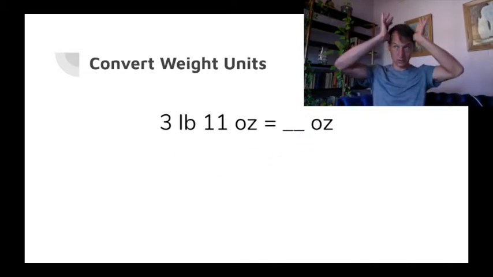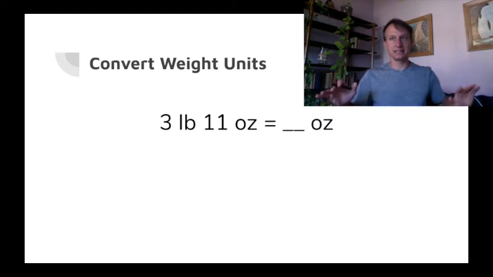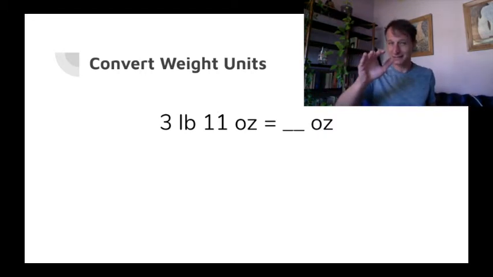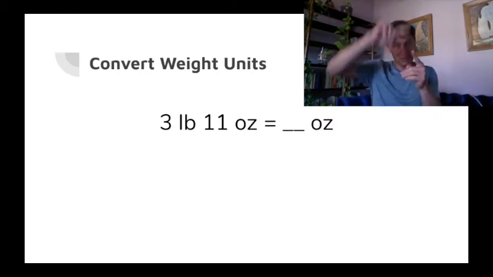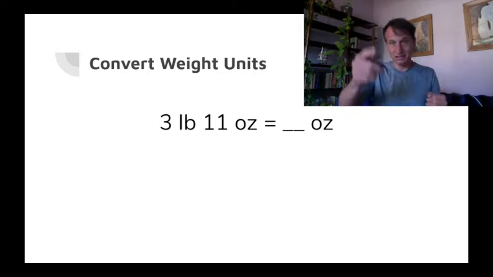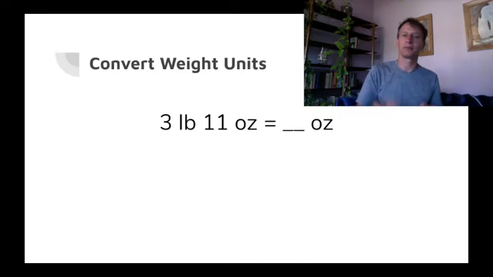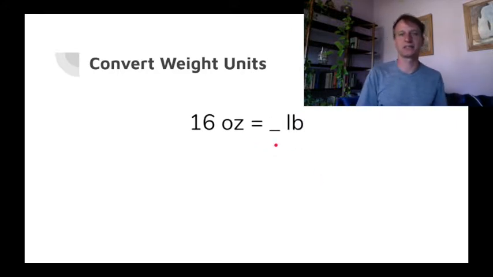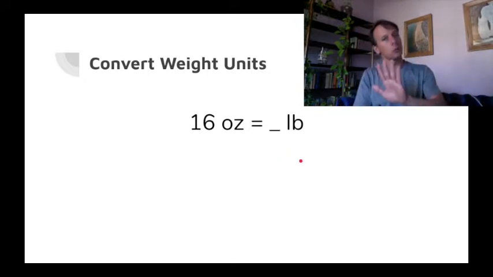Okay. 3 pounds, 11 ounces. Okay. Whew. 3 times 16 is... well, you can do 3 times 10 is 30, and 3 times 6 is 18. 30 and 18 are 48, plus 11 more make 59. Yep, 59 ounces.